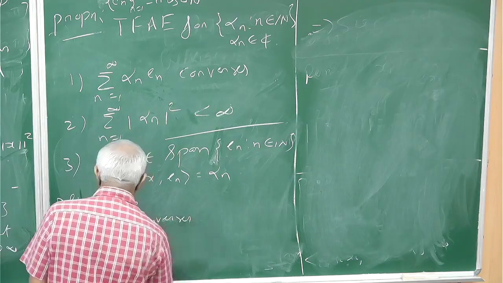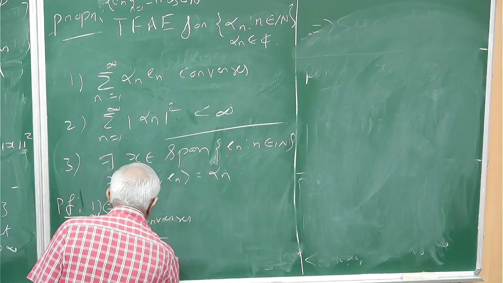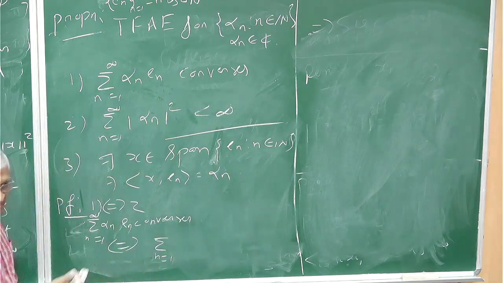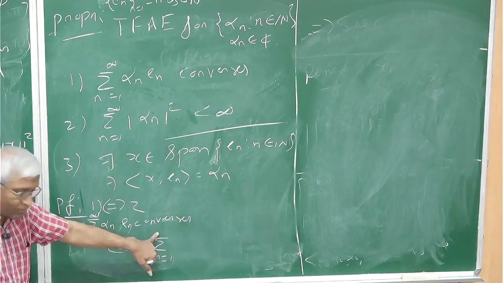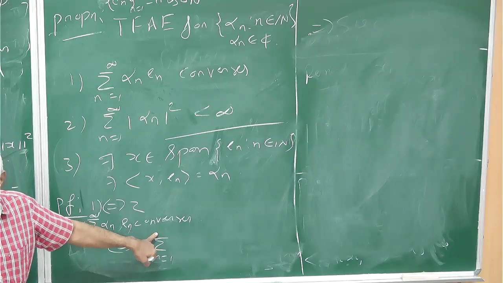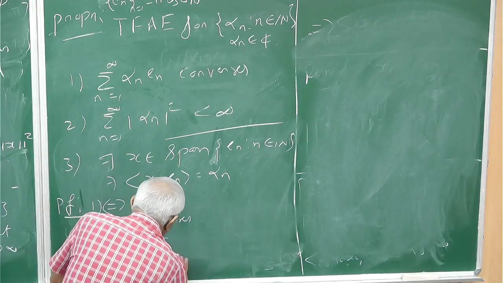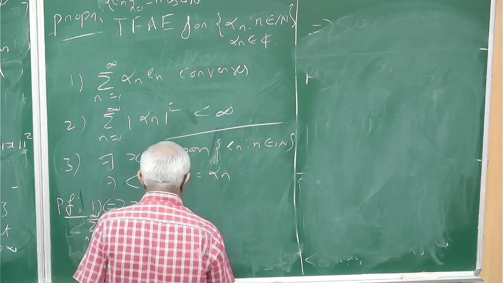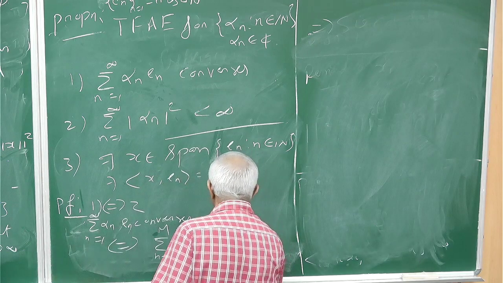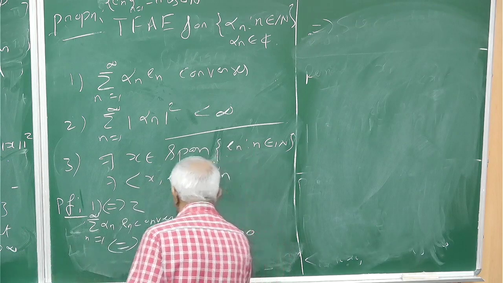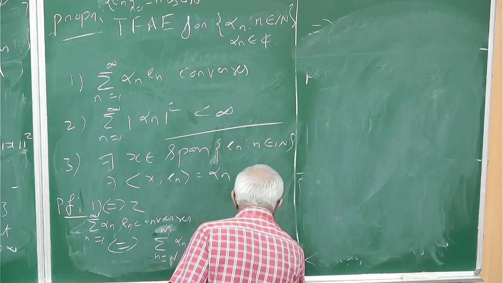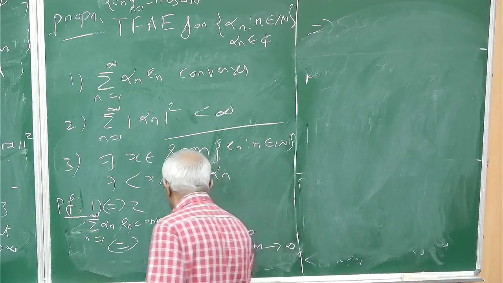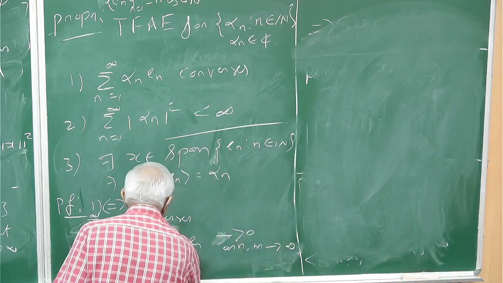That is, it exists, which is equivalent to saying the summation from n equal to 1 to infinity converges as a sequence, which is equivalent to saying it is Cauchy. So it is equivalent to saying the partial sum from n to m converges, goes to 0 as n and m go to infinity. Okay, this is okay.